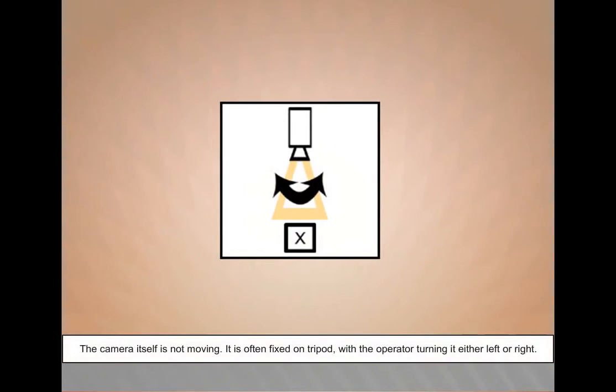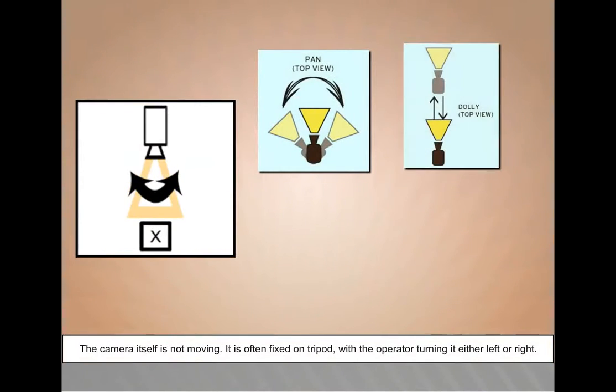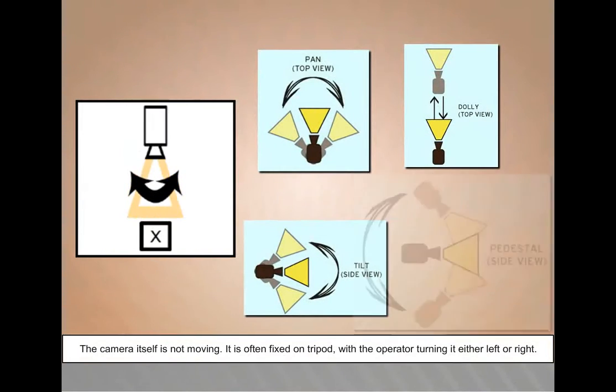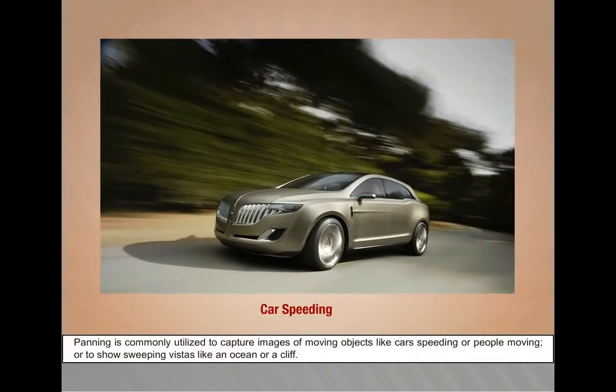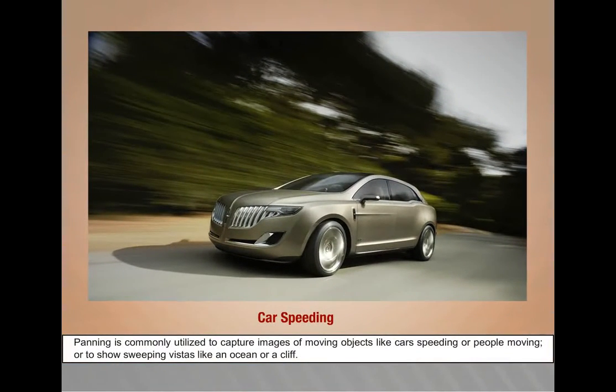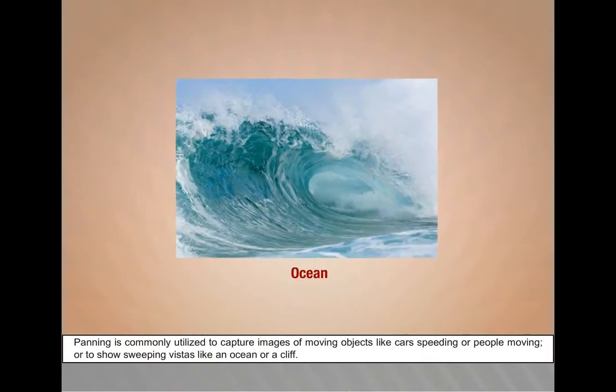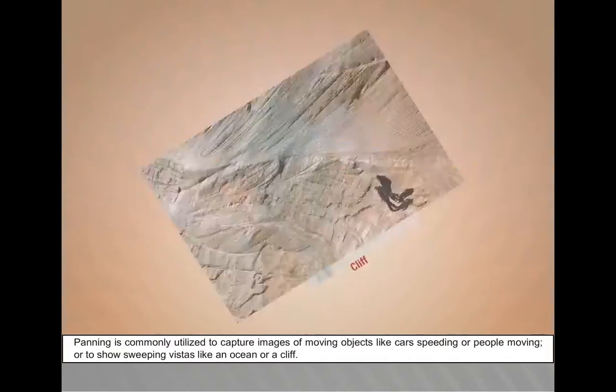The camera itself is not moving. It is often fixed on a tripod with the operator turning it either left or right. Panning is commonly utilized to capture images of moving objects like cars speeding or people moving, or to show sweeping vistas like an ocean or a cliff.